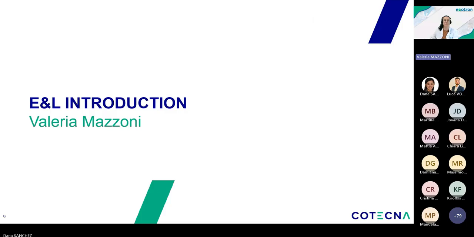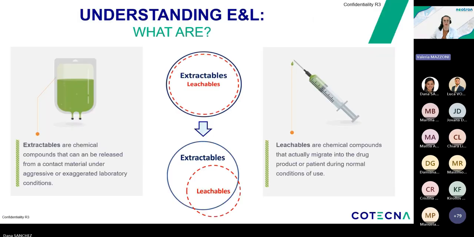But going down to the real core of this webinar, for sure, we must start with the fundamentals. So what are extractables and leachables? Extractables are chemical compounds that can be drawn out of a material when it is exposed to aggressive conditions, for example, high heat, solvents, or extreme pH. These conditions don't necessarily reflect normal use, but they are designed to stress the material and reveal what could potentially come out.